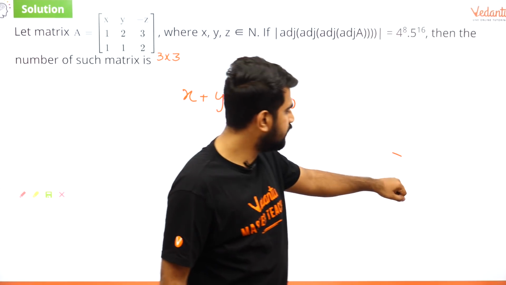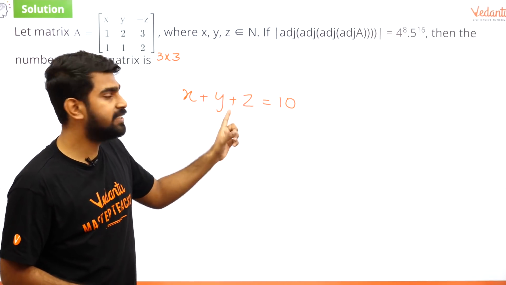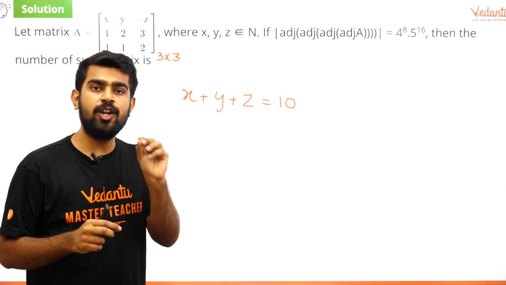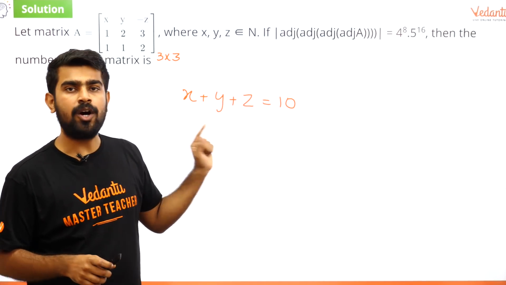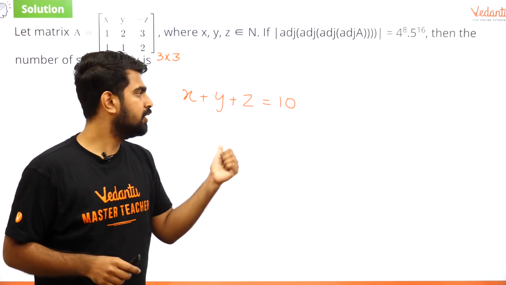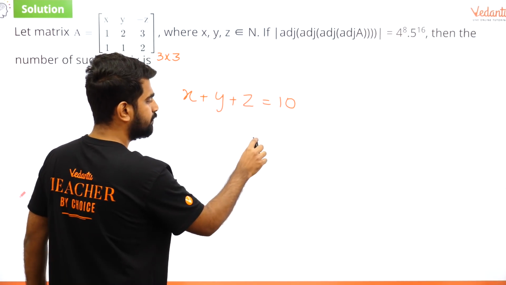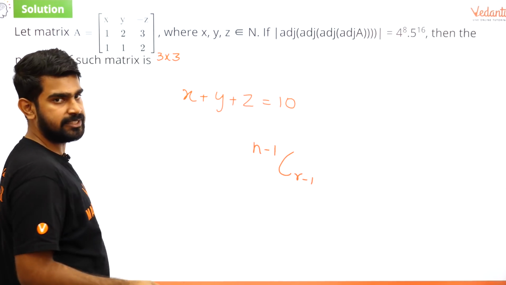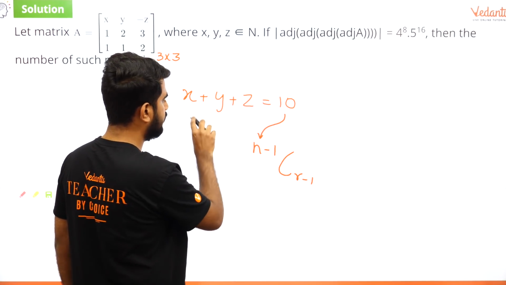So there are two ways to solve this question. We have x plus y plus z equal to 10, where each of x, y and z belongs to the set of natural numbers. There is a direct formula to find the number of positive integral solutions of x plus y plus z equal to 10. And what is that? That is going to be n minus 1 C r minus 1, if you are aware of it. Here n is 10 and r is nothing but 3.